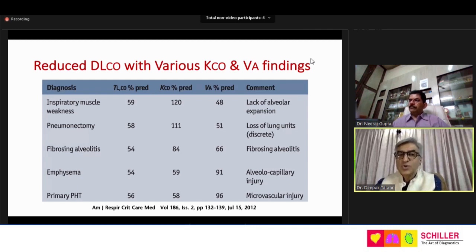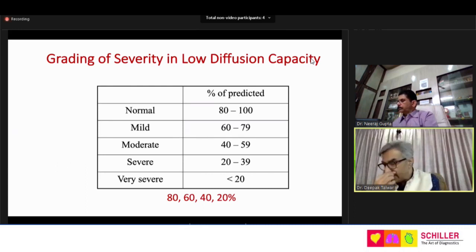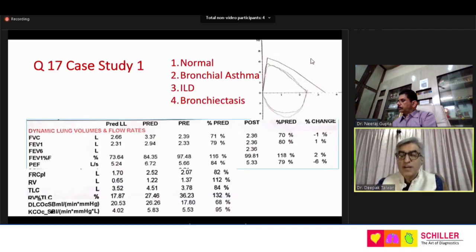And KCO is increased only in the extra pulmonary parenchymal factors like inspiratory muscle weakness, chest wall, or pleural diseases. It can be falsely normal or pseudo-normal in fibrosing alveolitis also. So grading is, as I told you, normal about 80 to 100%, and above 120% is abnormal. And then you have the 80, 60, 40, 20 rule. Less than 20 is very severe, 20 to 40 is severe, 40 to 60 is moderate, then 60 to 80, and 80 to 100. This is the severity. Severity is important with the survival of the patients.